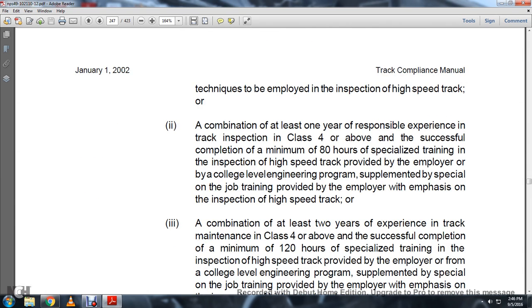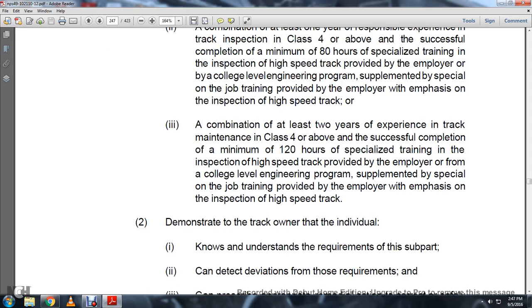2. A combination of at least 1 year of responsible experience in the track inspection of class 3, 4 or class 4 and above, with the successful completion of a minimum of 80 hours of specified training for the inspection of high-speed track, provided by the employer or a college-level engineering training program supplemented with special on-the-job training provided by the employer, with the emphasis on inspection of high-speed track.